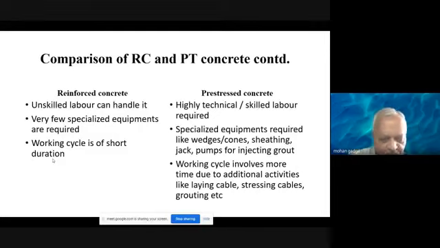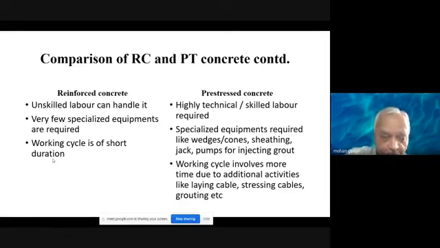After about 15-20 days, your concrete is ready to take the load. In case of pre-stressed concrete, the cycle takes more time, because you have to firstly lay the normal reinforced concrete reinforcement, then you have to lay the cables, then you have to do the concreting, and then you do the curing. Afterwards you have to do the stressing operations, so all the cables need to be stressed, and then you will have to do the grouting. So there are several activities involved.